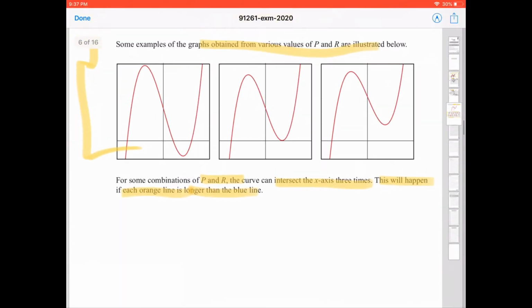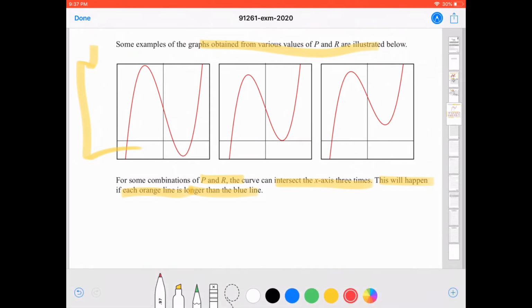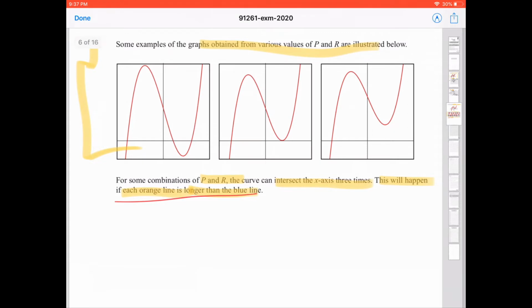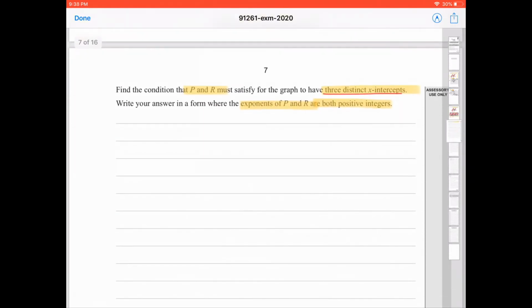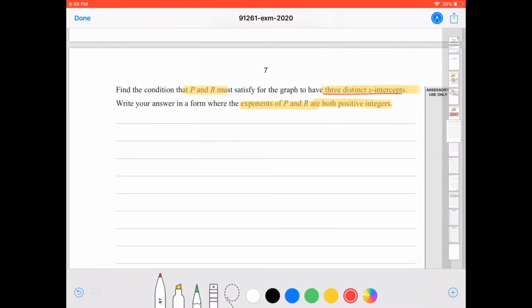Okay. So, it says for some combinations of p and r, we can intersect the x-axis 3 times. This will happen if each orange line is longer than the blue line. Each orange line is longer than the blue line. So, for the situation we're working towards, orange is longer than the blue line, and so we can say orange is greater than blue.